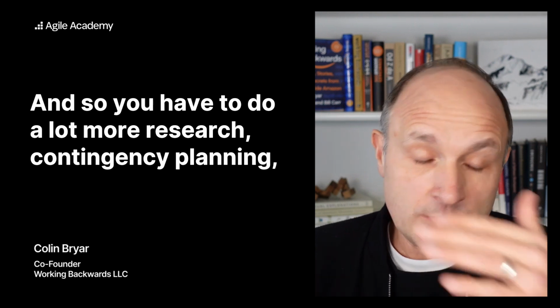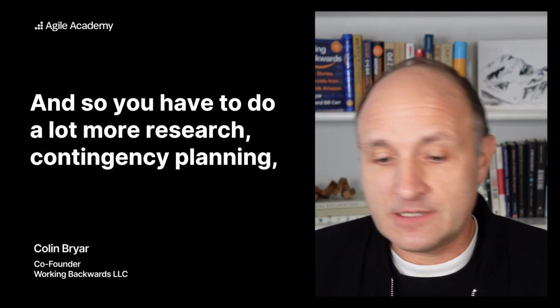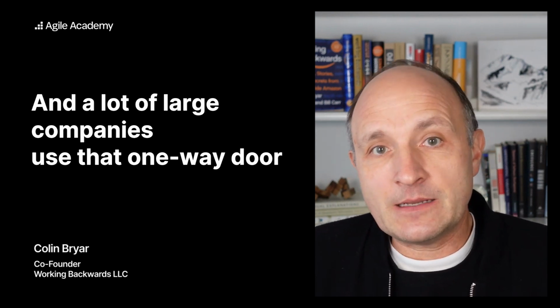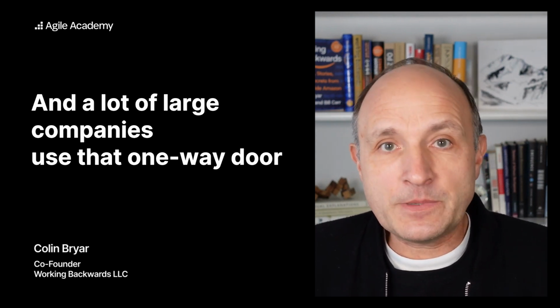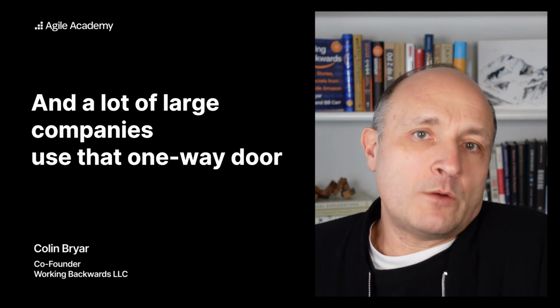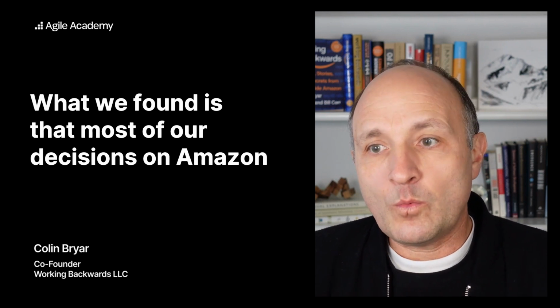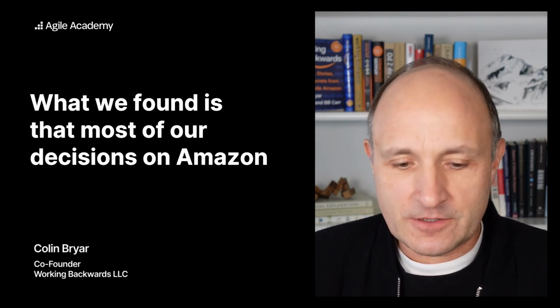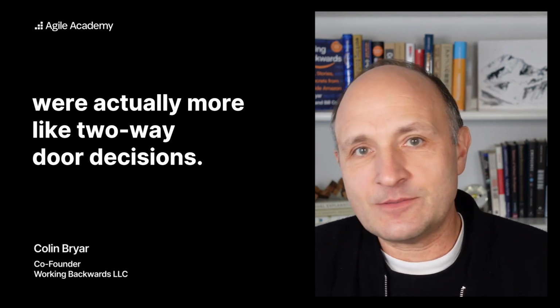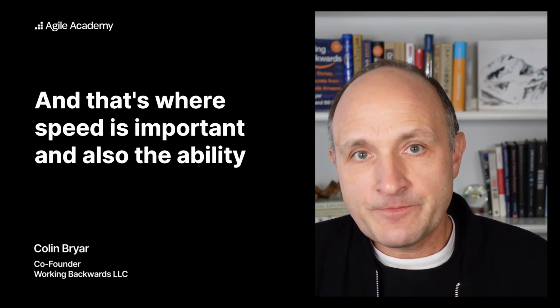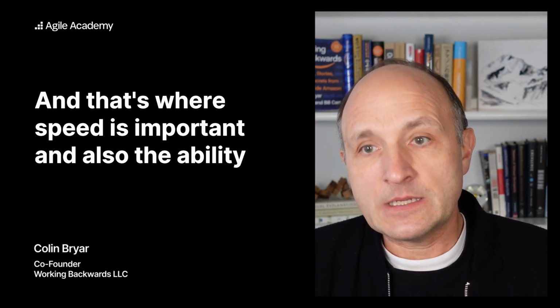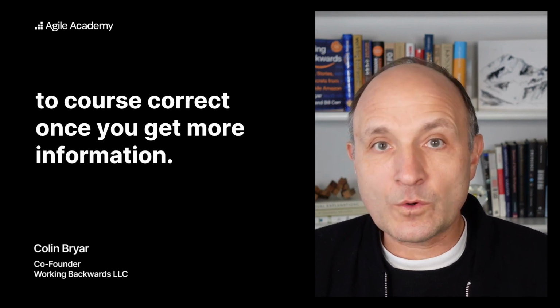And so what you have to do is a lot more research, contingency planning, scenario analysis, collect a lot more data. A lot of large companies use that one-way door decision making for most of their decisions. What we found is that most of our decisions at Amazon were actually more like two-way door decisions. And that's where speed is important, and also the ability to course correct.